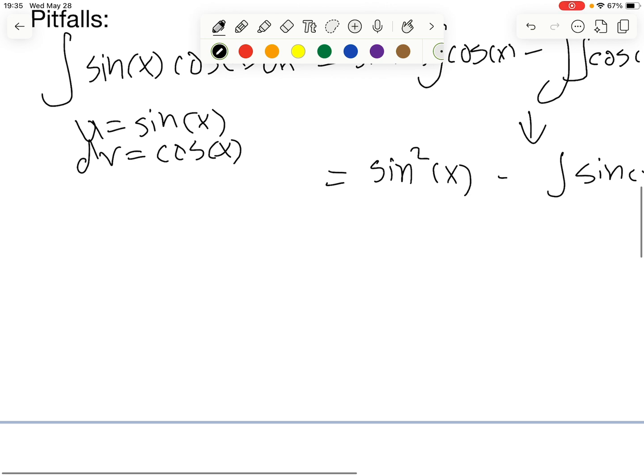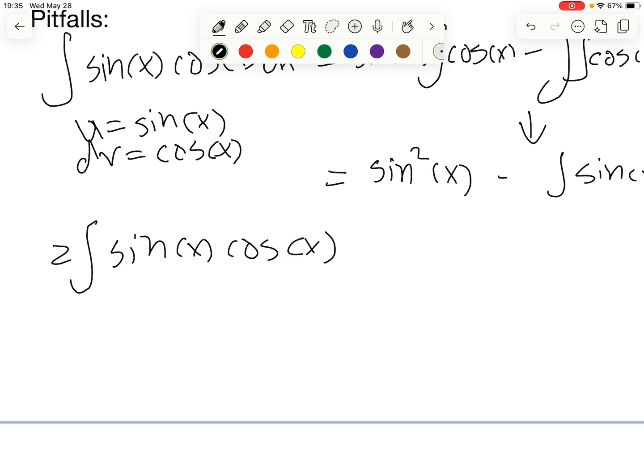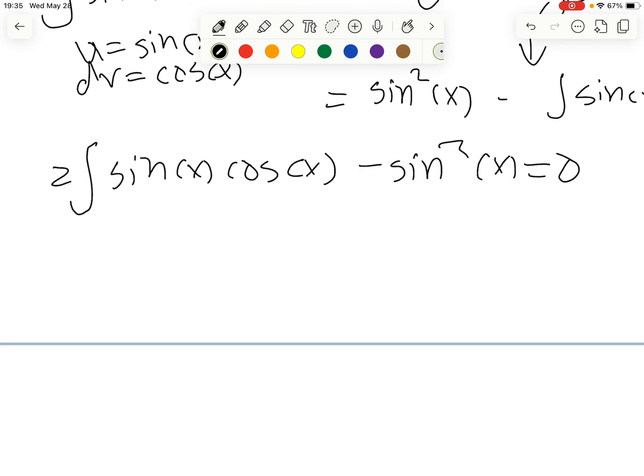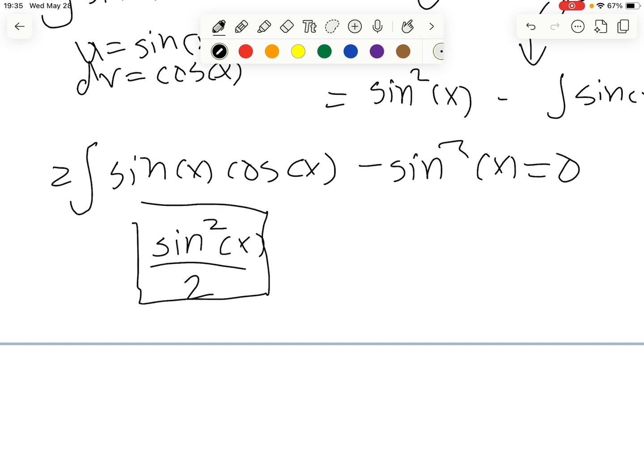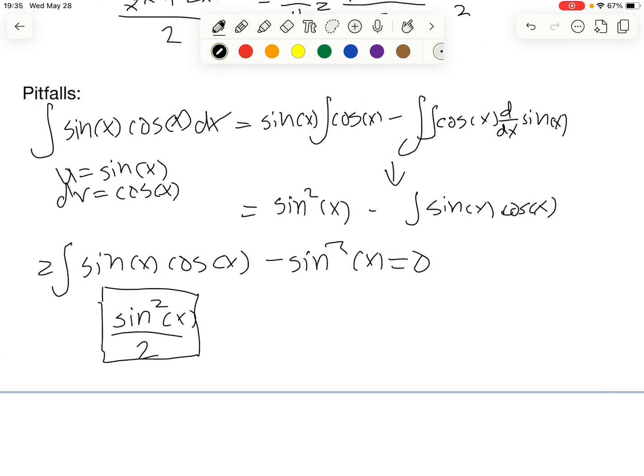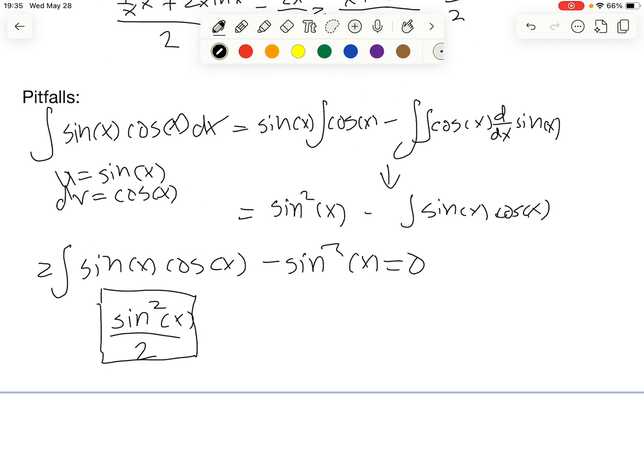Now, it's important to realize that we did actually gain some information, specifically algebraic information, which is that 2 times the integral of sine x cosine x minus sine squared x equals 0. Of course, by algebra, we can find that this integral right here is just going to be sine squared x over 2, and that's our solution. As you can see, it does get you to a solution, but you have to work around the problem and use algebra in a place that you didn't need to before.